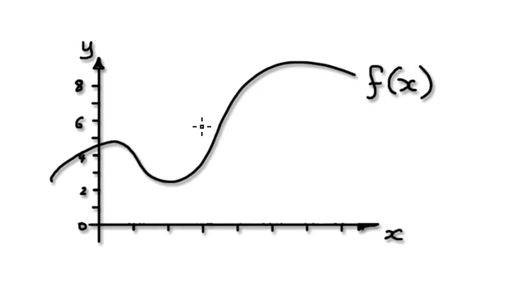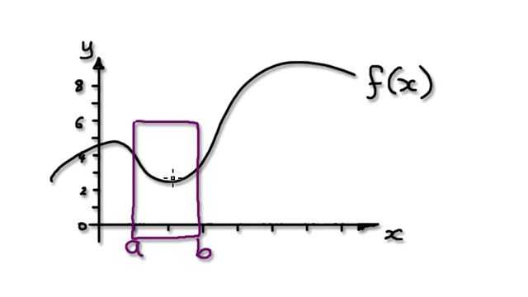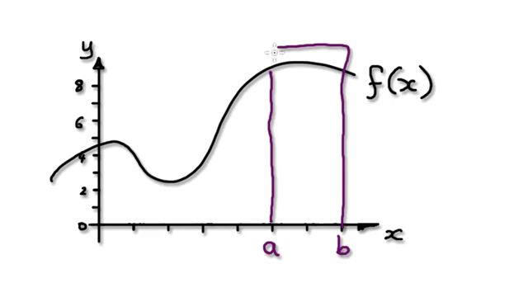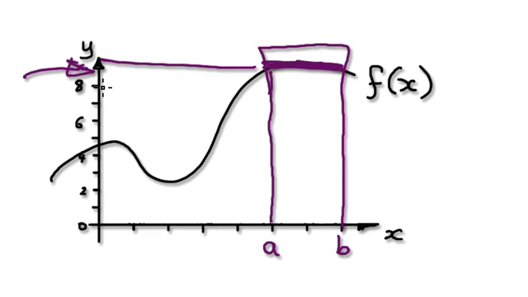So what would be the average value of this function between, let's say, A and B? What would be the average height? If you were to take this region from A to B, what is the average height? Well, it's probably going to be somewhere around here. But if you were to take this region, the average height would probably be somewhere around here.